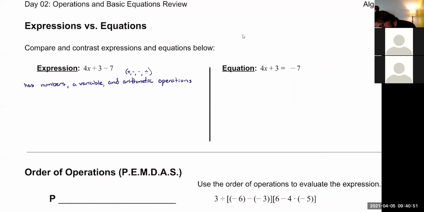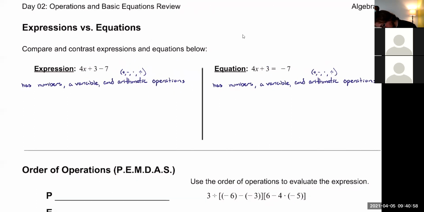So I'm going to come over here. I'm going to write the same thing. So they both have those. Very, very similar. But hopefully there's one very immediate difference that we can pick out. Go ahead, Jay. The equation has an equal sign, therefore you're suggesting the expression does not. Absolutely. So I'm actually going to start here on the left-hand side.